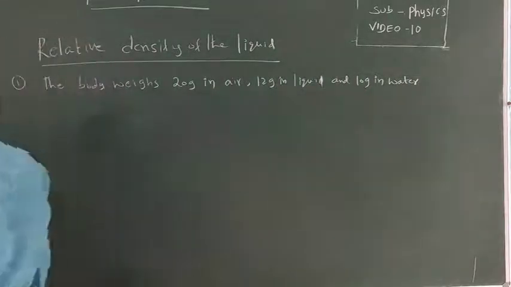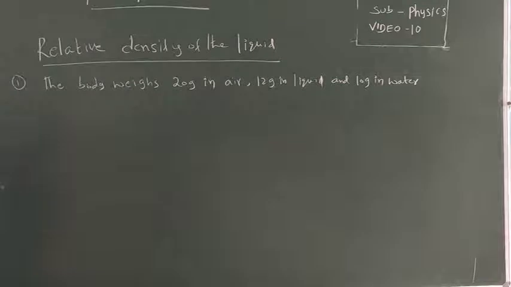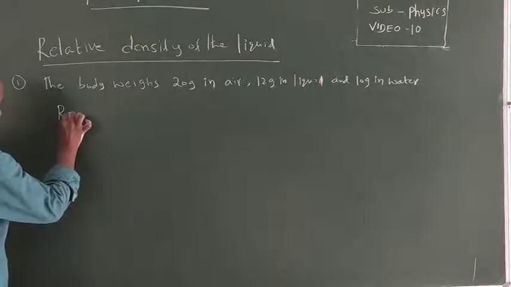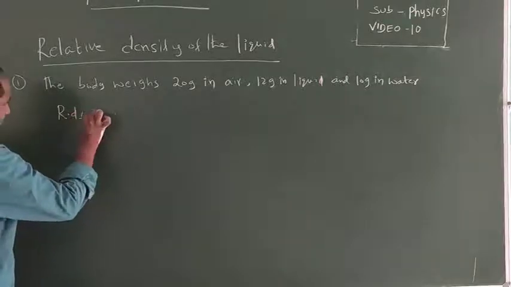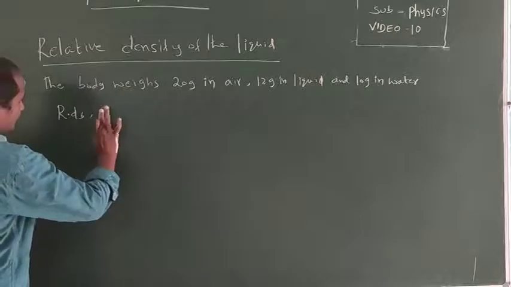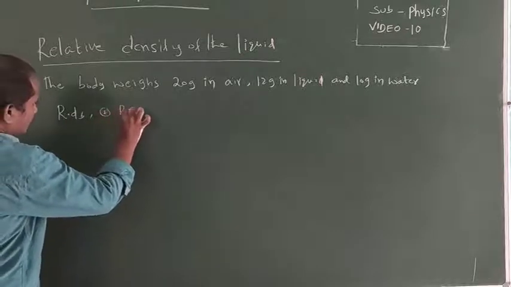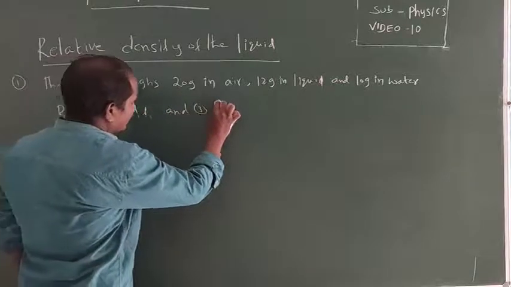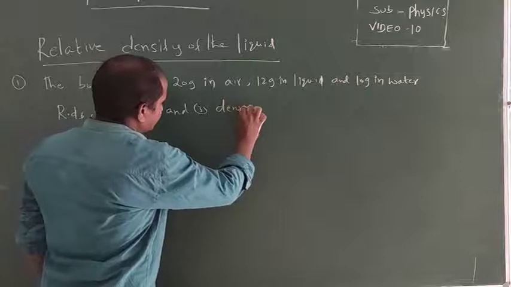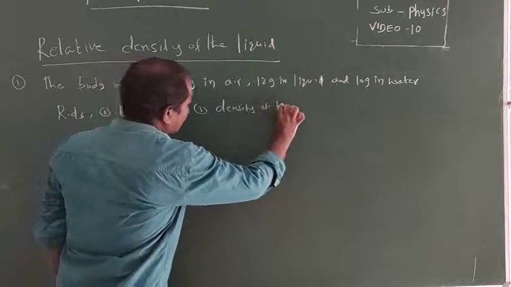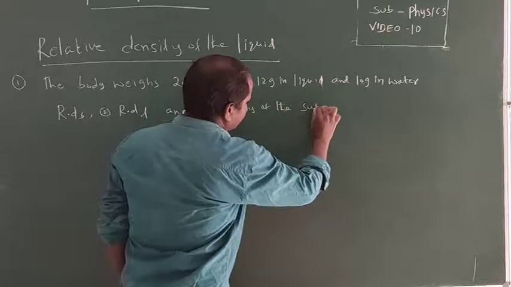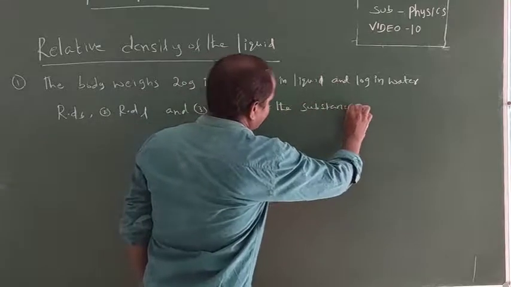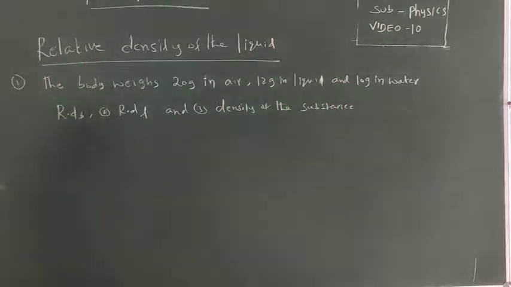Calculate the relative density of the body, RD of the body. Second one, RD of the liquid. And the third one, density of the substance. Listen.